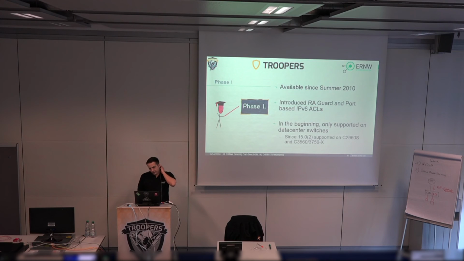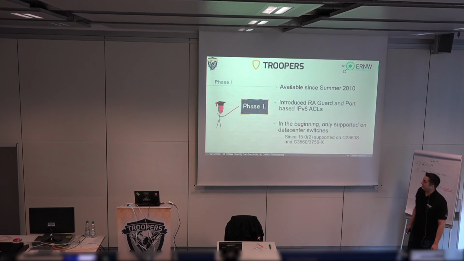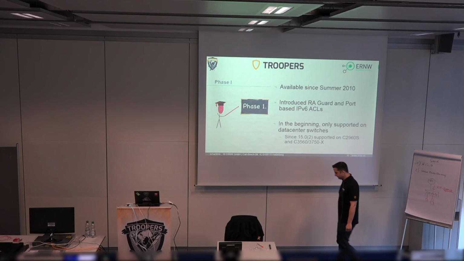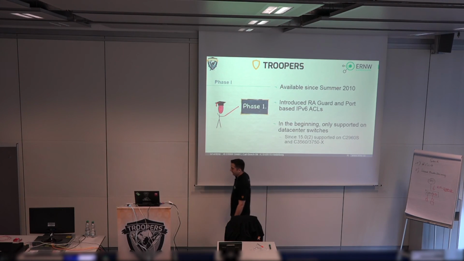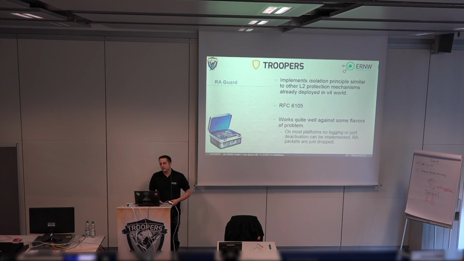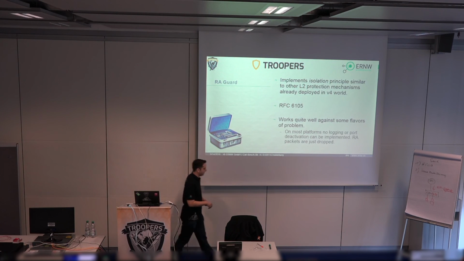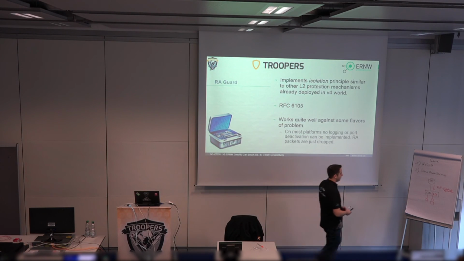The first phase dates back to summer 2010, and Cisco introduced IPv6 based ACLs and RA Guard. RA Guard is functionality, as the name implies, that you can use to prevent the router advertisement-based attacks. It implements more or less an isolation principle, similar to other layer 2 protection mechanisms. The basic principle is really simple.